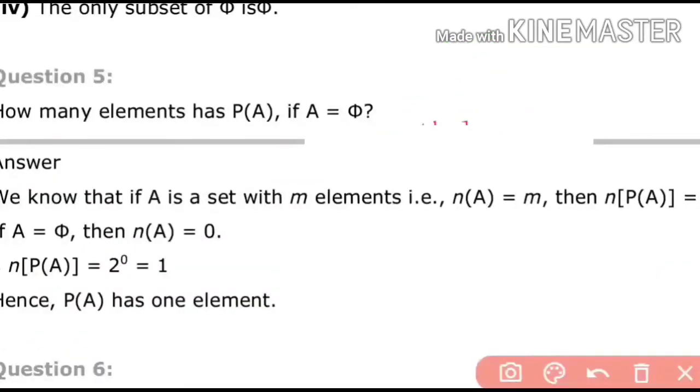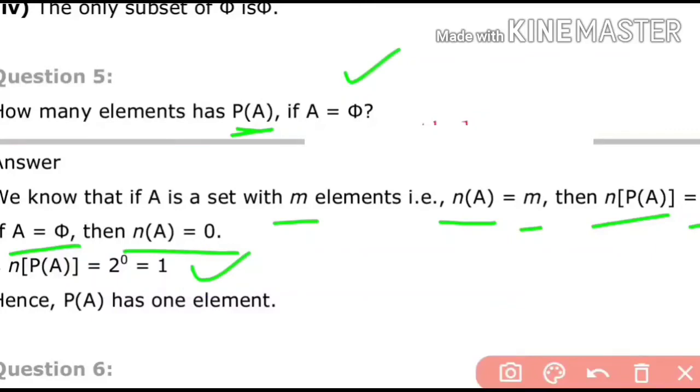How many elements does P(A) have if A is equal to the null set? P(A) means the power set of A. Look here, we know that if A is a set with M elements, then the number of elements in the power set will be 2 power M. Here A is a null set, which means the number of elements in A is 0, so you can write 2 power 0 is 1. So P(A) has 1 element only.